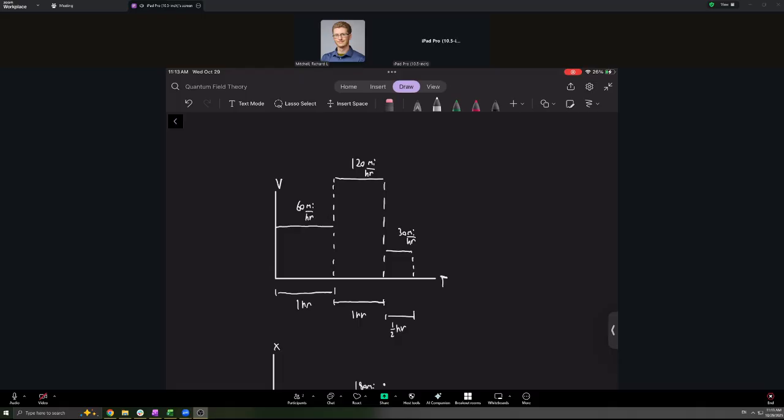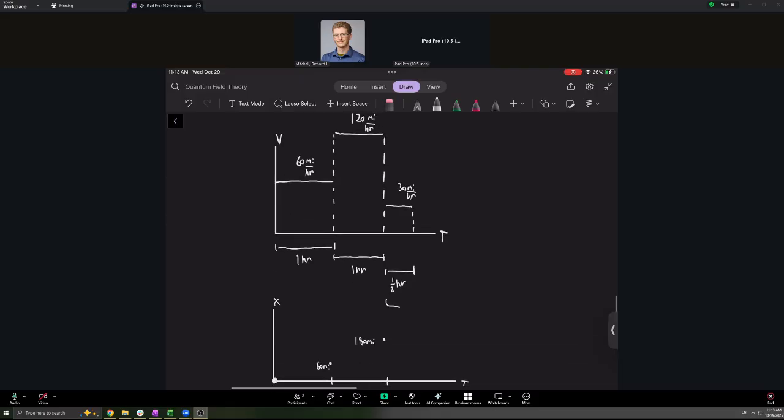And again, I ask the same question. In this section of half an hour, how far did the car go in just that half an hour? Well, this again is very simple. We multiply the velocity times the time. And we get that in this 30 minutes, the car traveled 15 miles, because half an hour times 30 miles per hour is 15 miles.